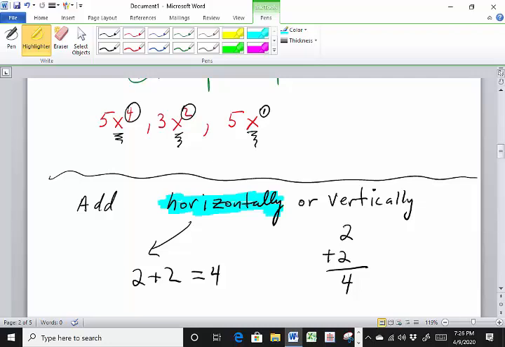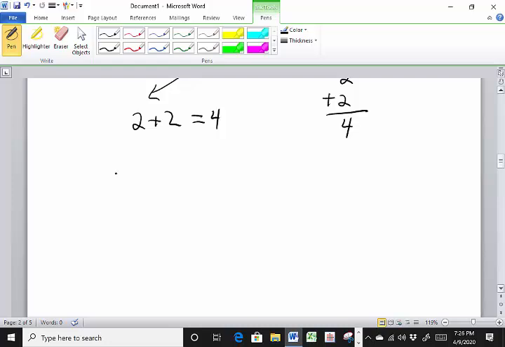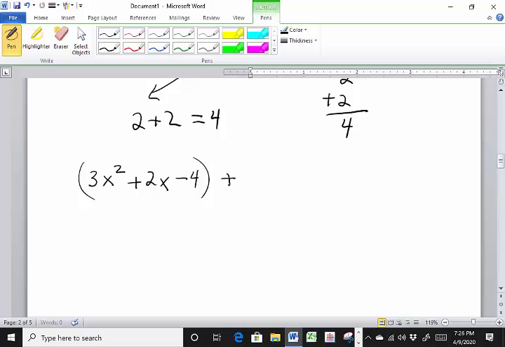Once you get more advanced in your mathematics, you're not going to be adding or subtracting things vertically. Okay? But I'll show you both methods, but you want to try to just do it horizontally. Okay? So let's go ahead and look at this: (3x squared plus 2x minus 4), and I'll put parentheses around this, added to, and parentheses around this polynomial, (5x squared plus 7x plus 1).